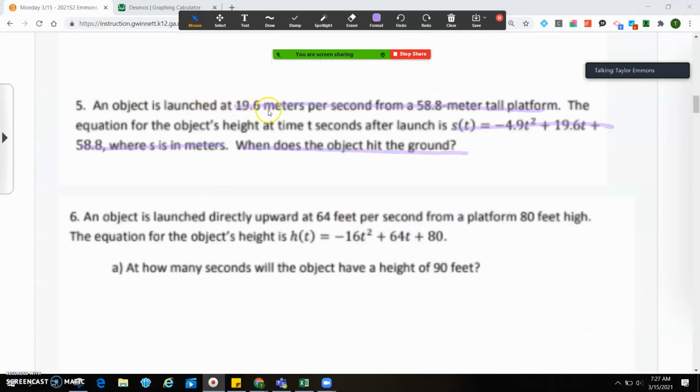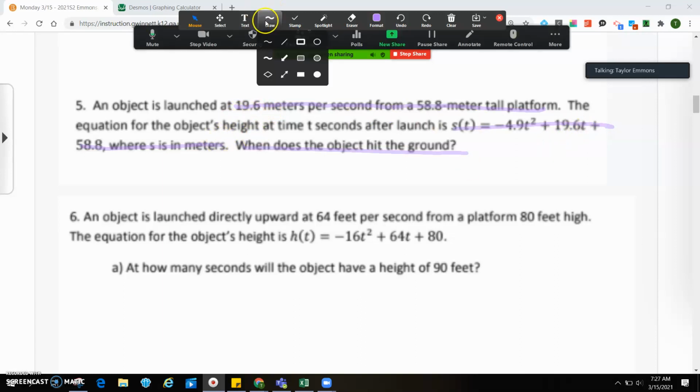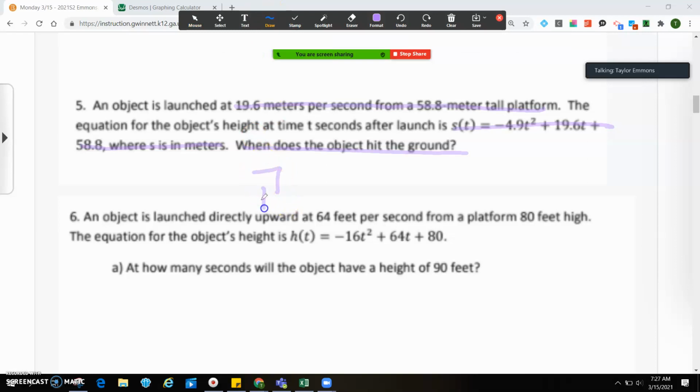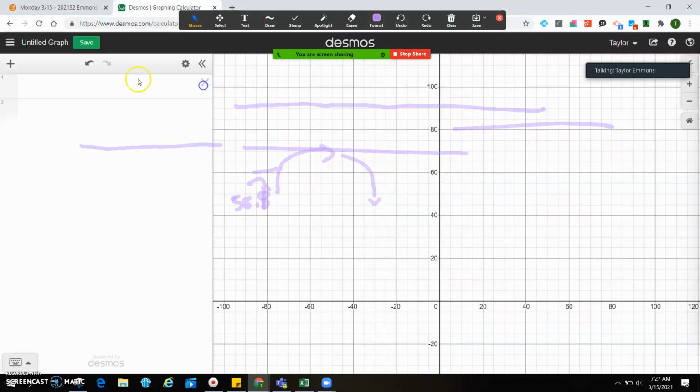An object is launched at 19.6 meters per second from a 58.8 meter tall platform. All right, so first of all, we've got this platform. It's 58.8 meters, and we're launching it, right? And it's going to fall to the ground, right? Okay? And so we're given this equation. When does the object hit the ground? Okay, so I can take this and plug it into my calculator. So I've got negative 4.9x squared plus 19.6x plus 58.8.